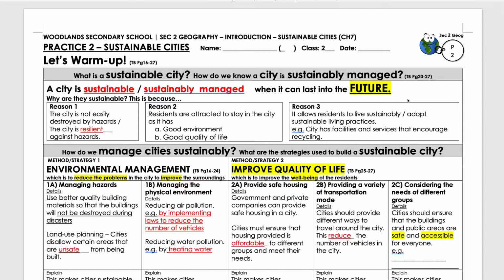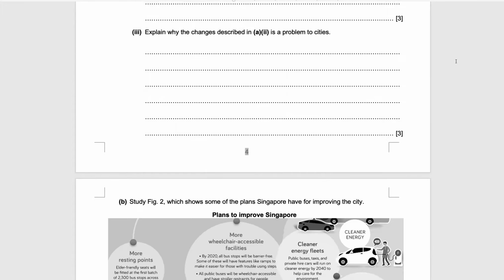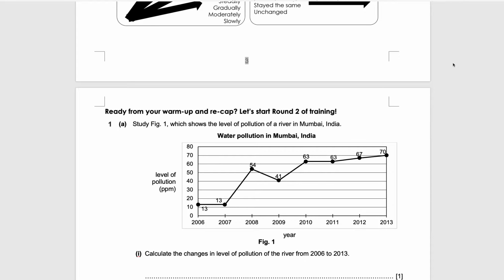Hi everyone, I'm looking at your practice 2 and this is a video to walk through the homework questions on page 4, page 5 and page 6. Okay, so let's start with this one.